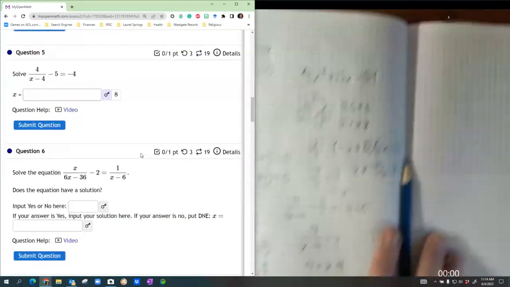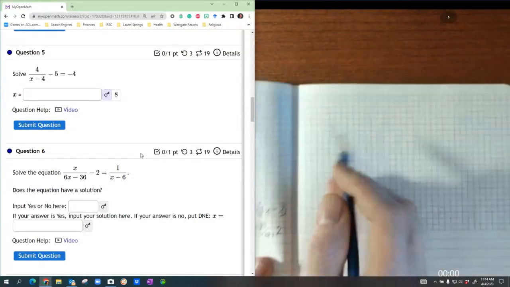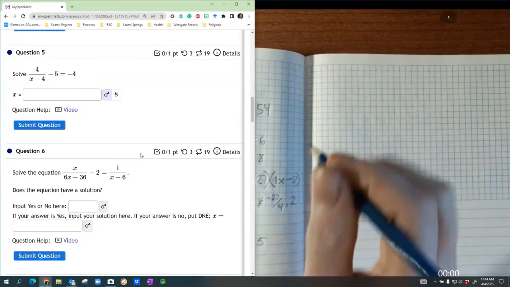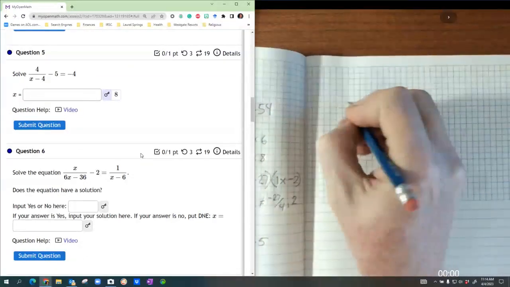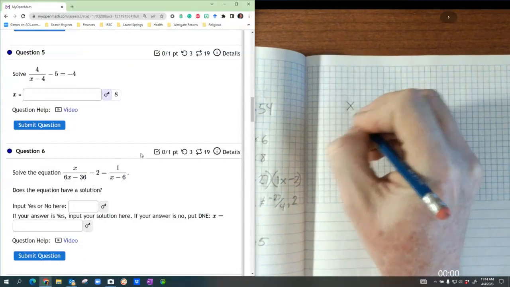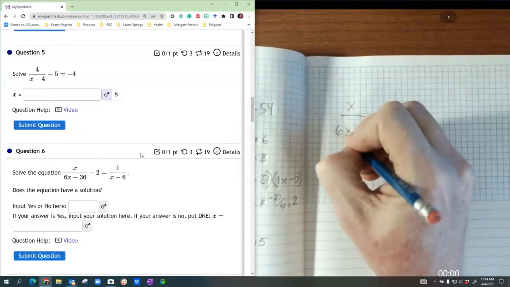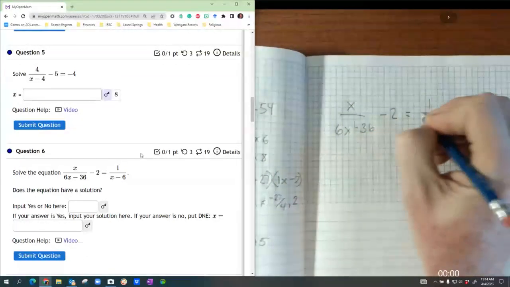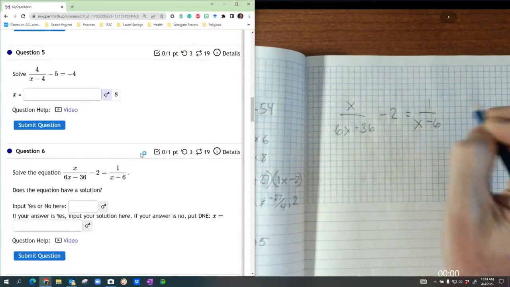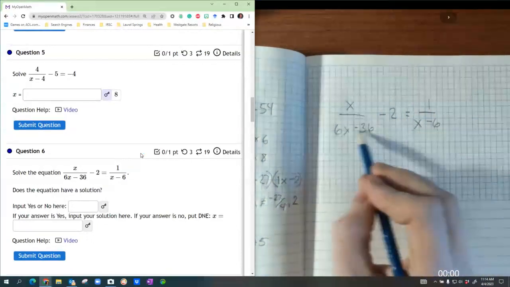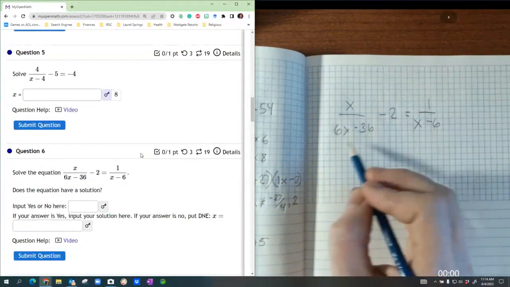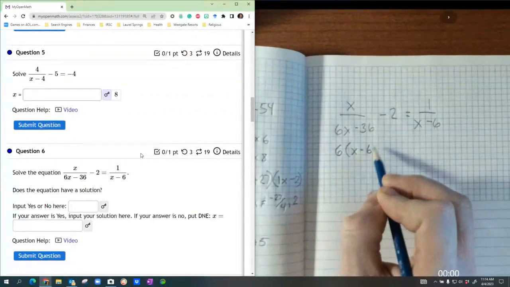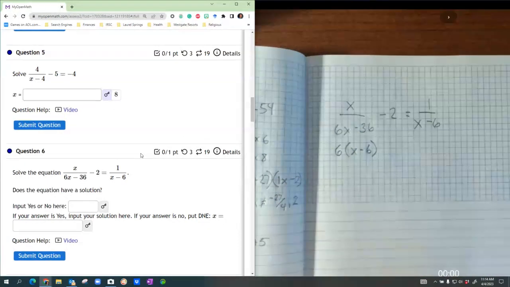Now, we always are checking our answers. So you notice how I plugged it in. I did it mentally, so I don't have to physically do it. Now, look at this. When we see this right here, we can factor out a 6 and get 6x minus 6 for the denominator.